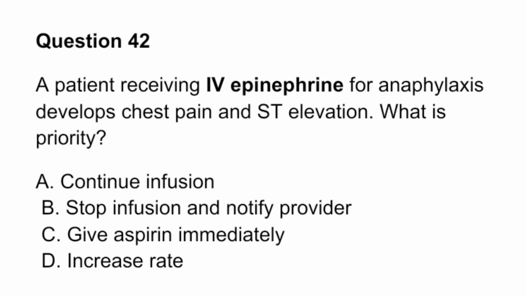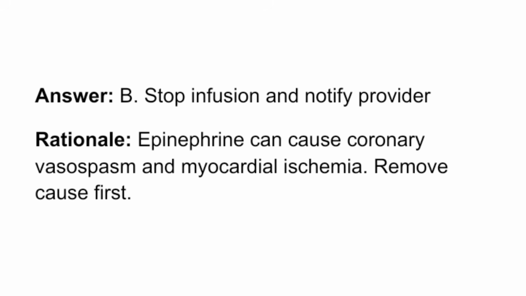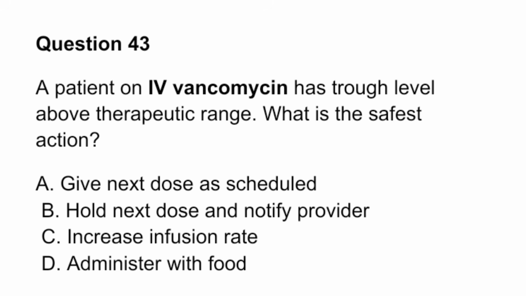Question 42. A patient receiving IV epinephrine for anaphylaxis develops chest pain and ST elevation. What is priority? A. Continue infusion. B. Stop infusion and notify provider. C. Give aspirin immediately. D. Increase rate. Answer. B. Stop infusion and notify provider. Rationale: epinephrine can cause coronary vasospasm and myocardial ischemia. Remove cause first.